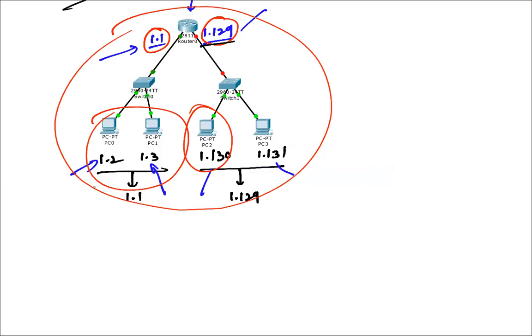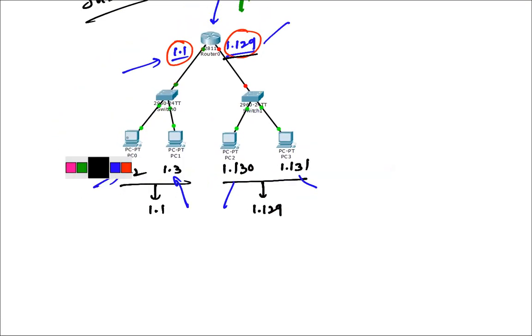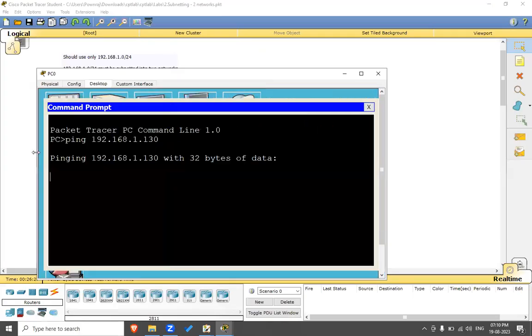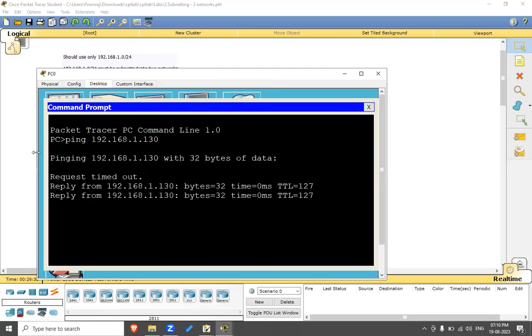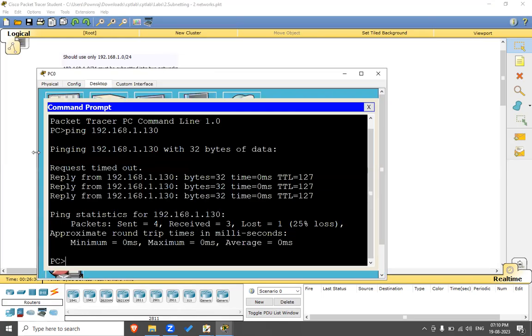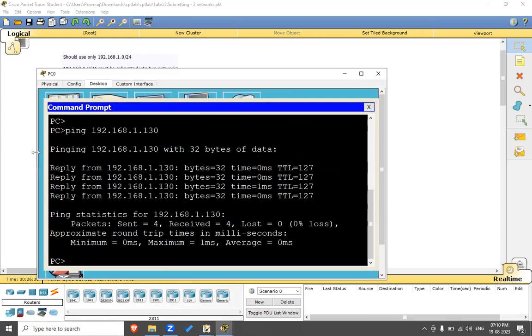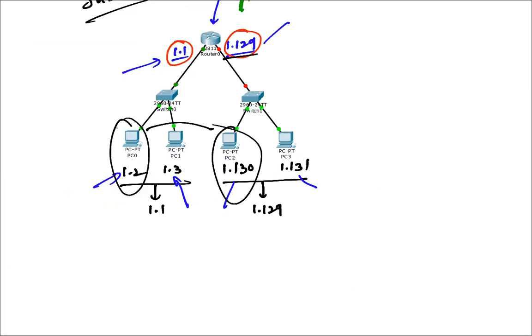Now I just want to ping and check whether they are reachable or not. So here I'm going to take this PC and send a ping request to 1.130. Okay, let's ping 192.168.1.130. We'll try to ping the PC and see whether it's working or not. Okay, sure, it's working, cool. So let me ping again and see. Now it's working, right? All 4 packets are working. Very good. Yes.